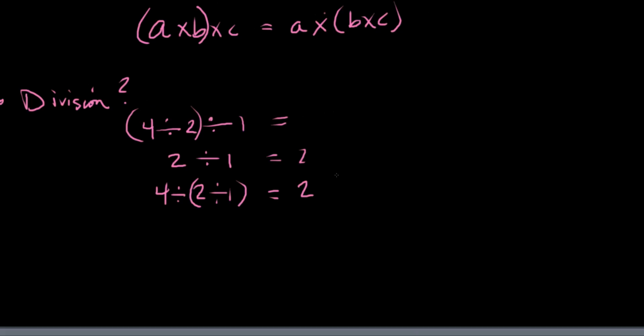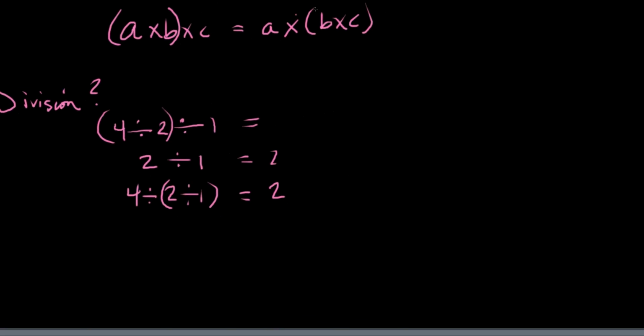Well, not so fast. We could maybe have just gotten lucky. Let's try some other grouping, shall we? So what if we had 6 divided by 3, and that's divided by 2. Okay, so I want to do 6 divided by 3 first. That's 2, and 2 divided by 2 is 1. But what if I say 6 divided by the quantity 3 divided by 2? 3 divided by 2, that's 1.5.